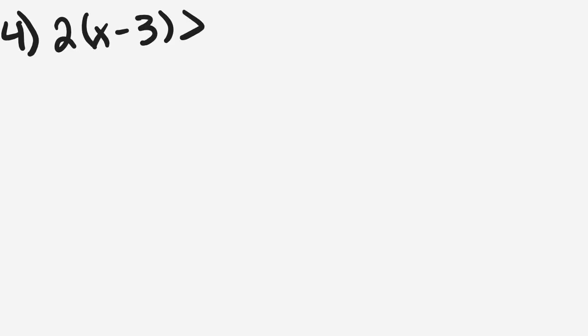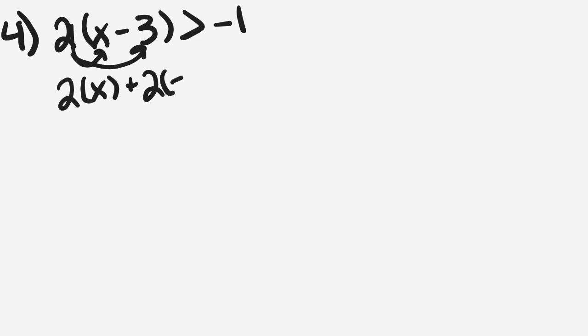All right, let's do number 4. So we have 2 times the quantity x minus 3 greater than negative 1. What is upsetting me about this already, guys? That's right, those parentheses. It's very clicky, makes me uncomfortable. Let's get rid of them. We get rid of them using distribution property. So we multiply 2 times x and 2 times that negative 3.